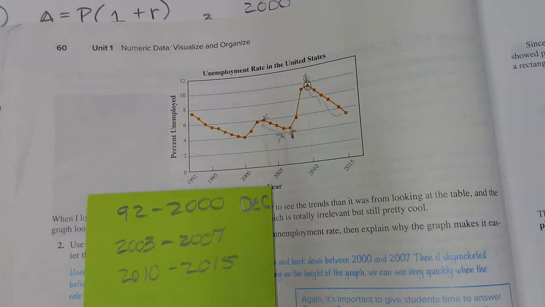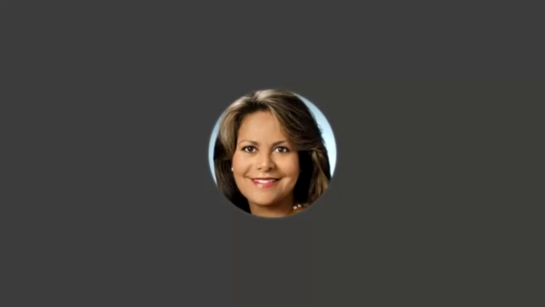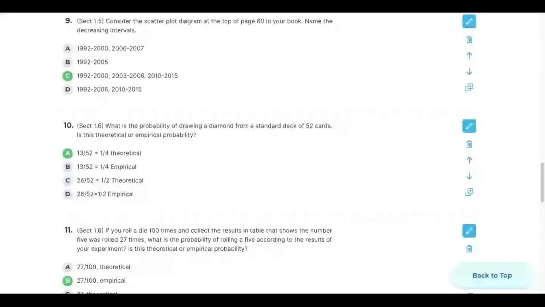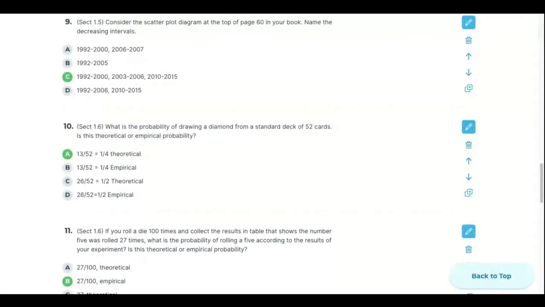Okay, so I'm going to switch over to Socrative again. Chrome, Socrative, share. Now let's see what answers look the best here. Okay, 92 to 2000, 2003 to 2006. And then, I mean, it's a giveaway that it's this answer because there's 3 falling pieces, and this is the only answer that had 3 intervals. These are called intervals. From 92 to 2000, it was falling. 2003, I guessed 2007. It looked like it was that, but it was 2006. And then from 2010 to 2015, so that would be answer C.